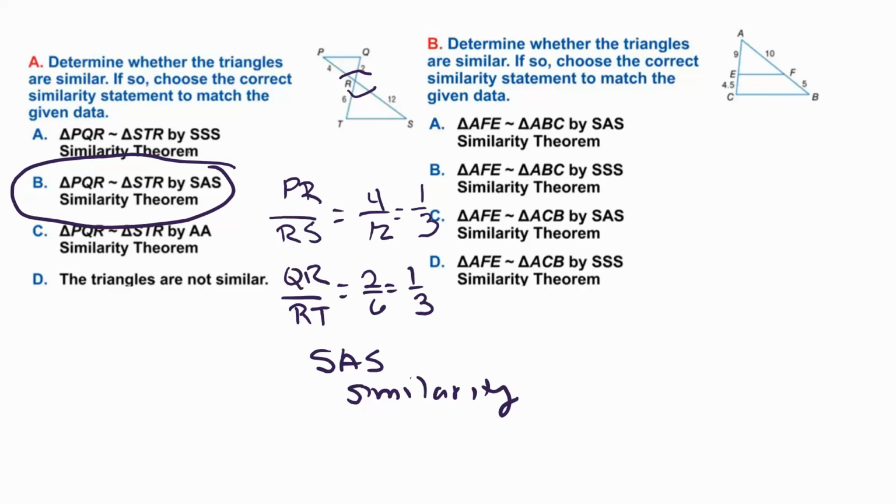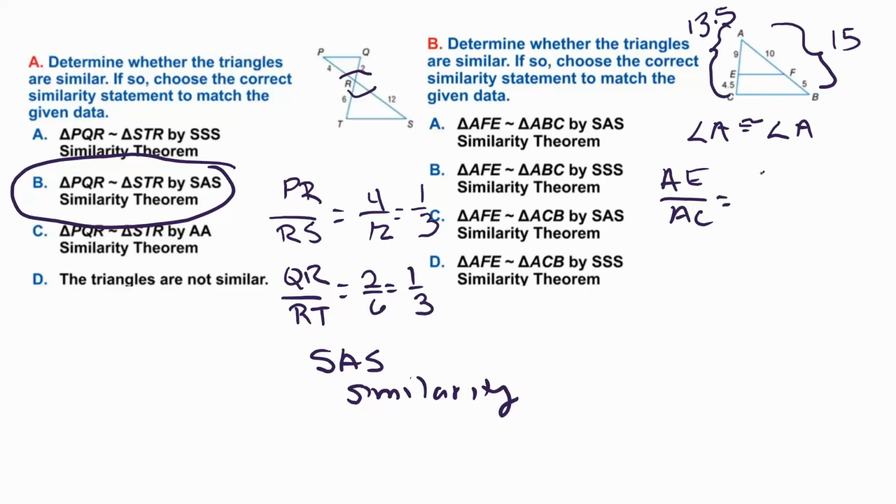Problem B. Determine whether the triangles are similar. We know that they both share angle A. The length of the long side here is 15. The length of this one is 13.5. So AE over AC is equal to 9 over 13.5, which is 0.9.